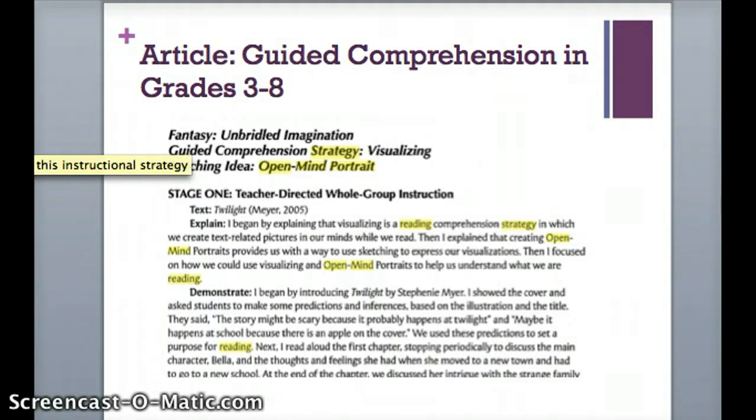I also read the article, Guided Comprehension in Grades 3 through 8 by Maureen McLaughlin and Mary Beth Allen. The authors write about a teacher using the novel Twilight by Stephenie Meyer in her classroom to get her students engaged and excited about open mind portraits. The teacher guided her students by creating an open mind portrait together for the character Bella based on the events in Chapter 1. The teacher then gave her students more independence as she read Chapter 2 aloud and had the students work with a partner to add to the portrait started for Bella.